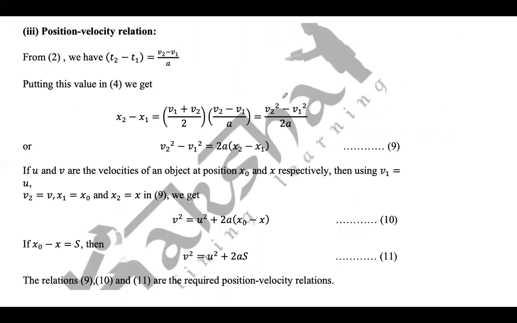Now third relation is position velocity relation. The relation is v square is equal to u square plus 2as, right? Just take a screenshot. So v square is equal to u square plus 2as, right? This is our velocity, acceleration and displacement relation.